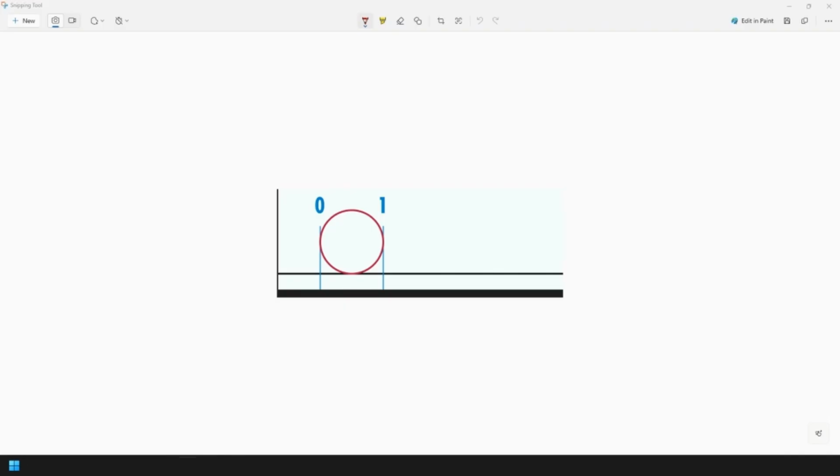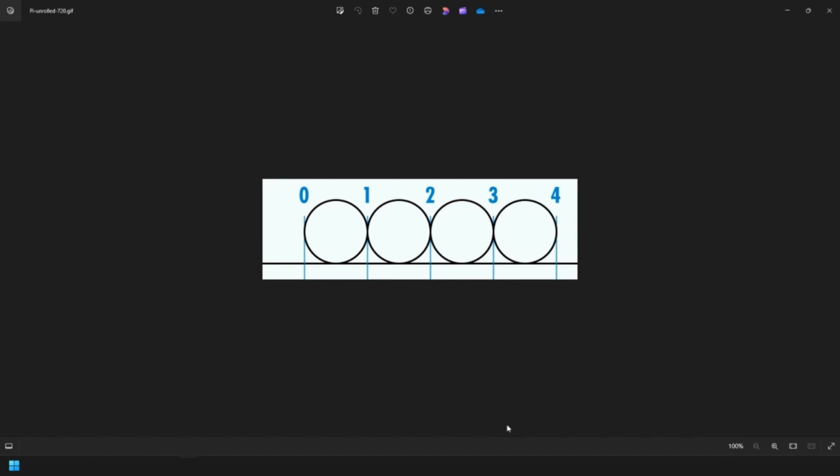So where does pi come from? If you take a circle that has a diameter of 1 unit, such as 1 inch, then the distance around the outside of the circle is pi, which is 3.14159, and so on, and it continues forever.